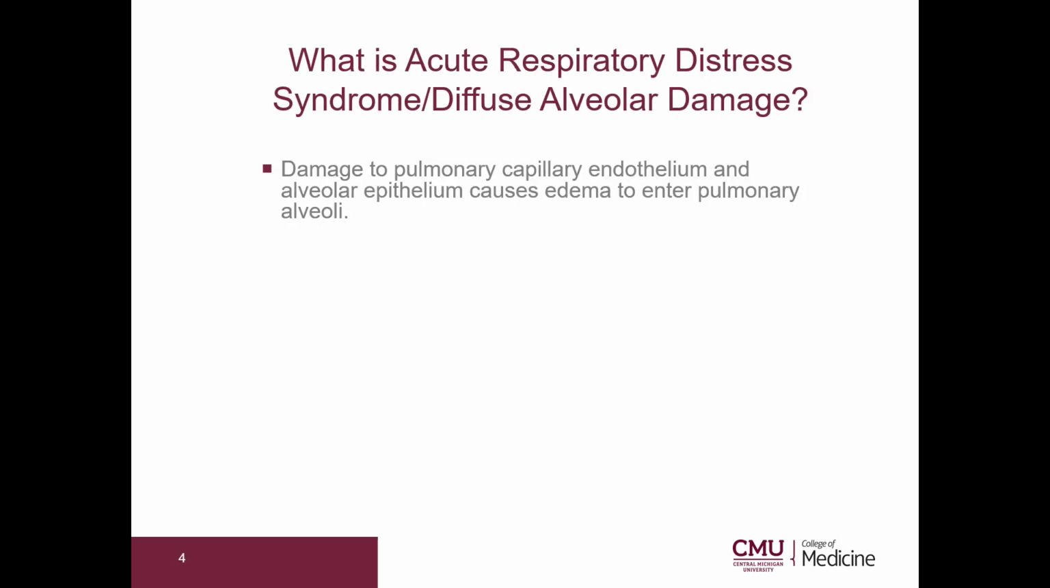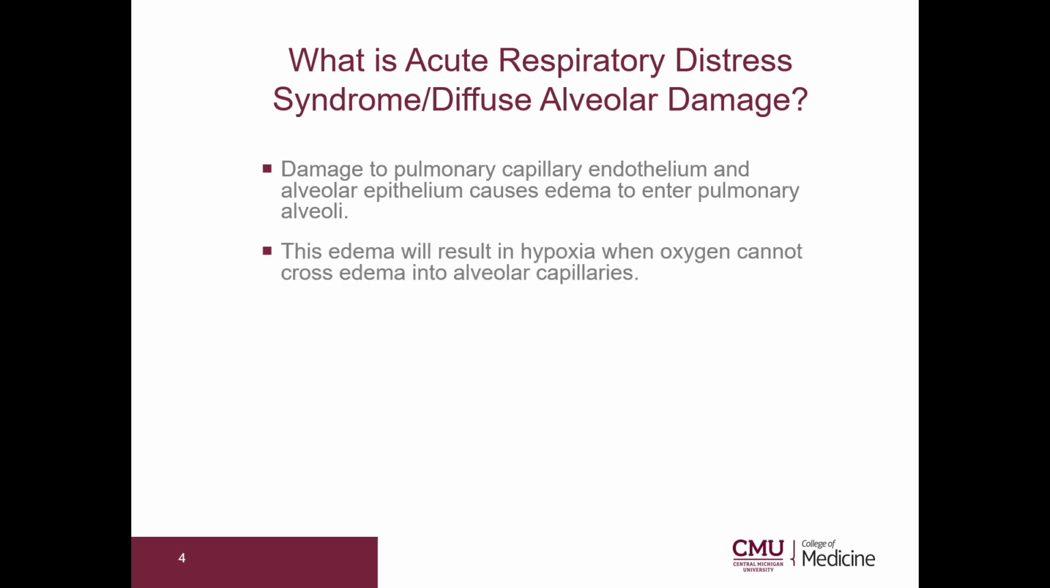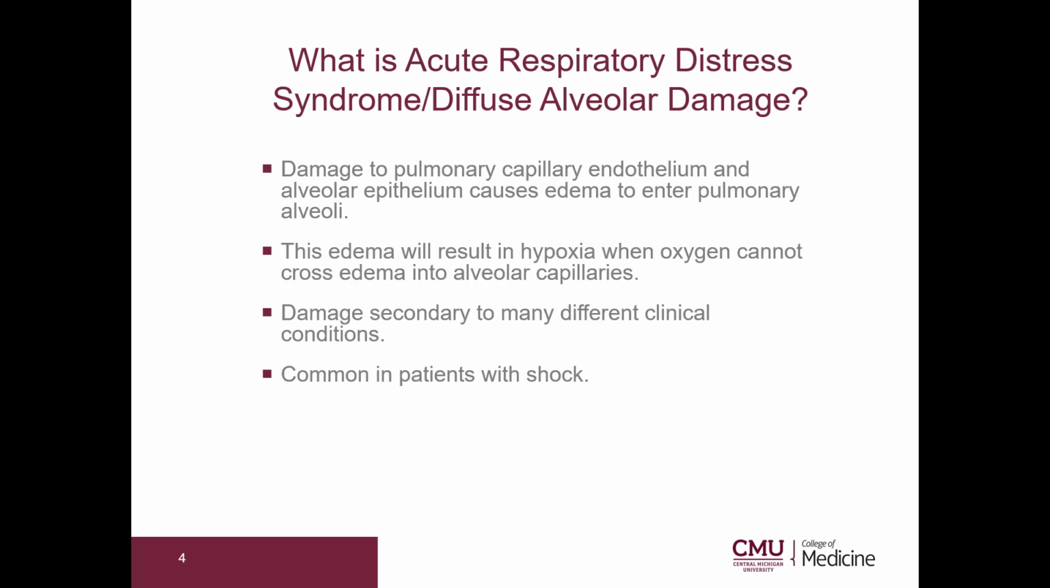Diffuse alveolar damage means there is damage to the pulmonary capillary endothelium and alveolar epithelium, which causes edema to enter the alveoli. This edema will result in hypoxia when the oxygen cannot cross the edema into the alveolar capillaries. This type of lung damage is a final common pathway which is secondary to many different clinical conditions. It is common in patients with shock. Other causes include aspiration, pancreatitis, smoke, or toxic gas inhalation.